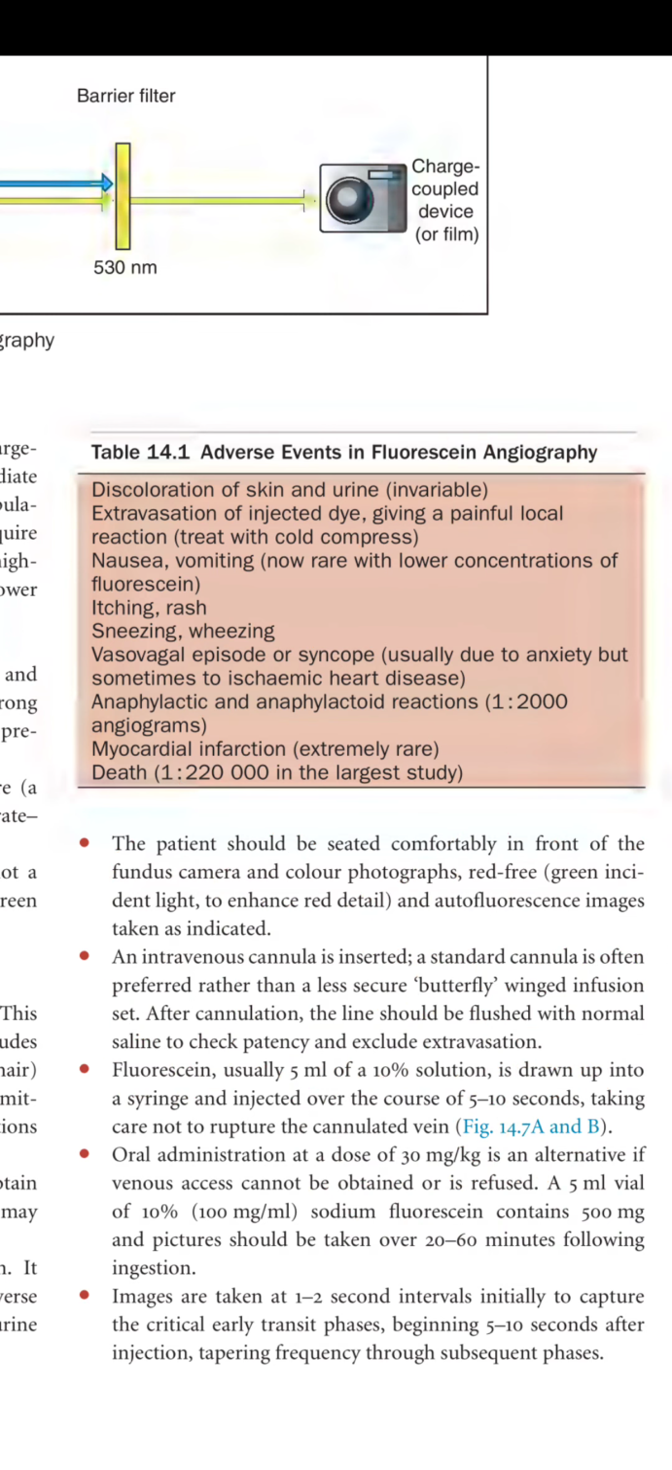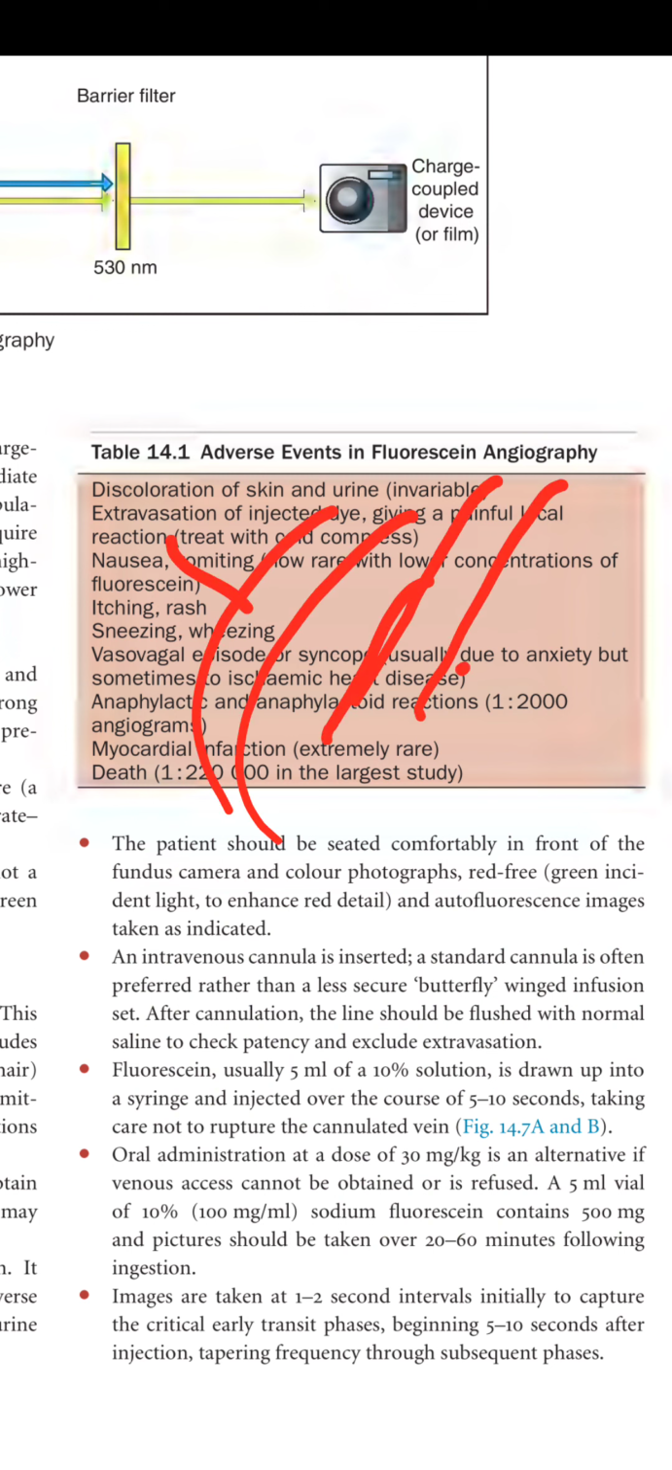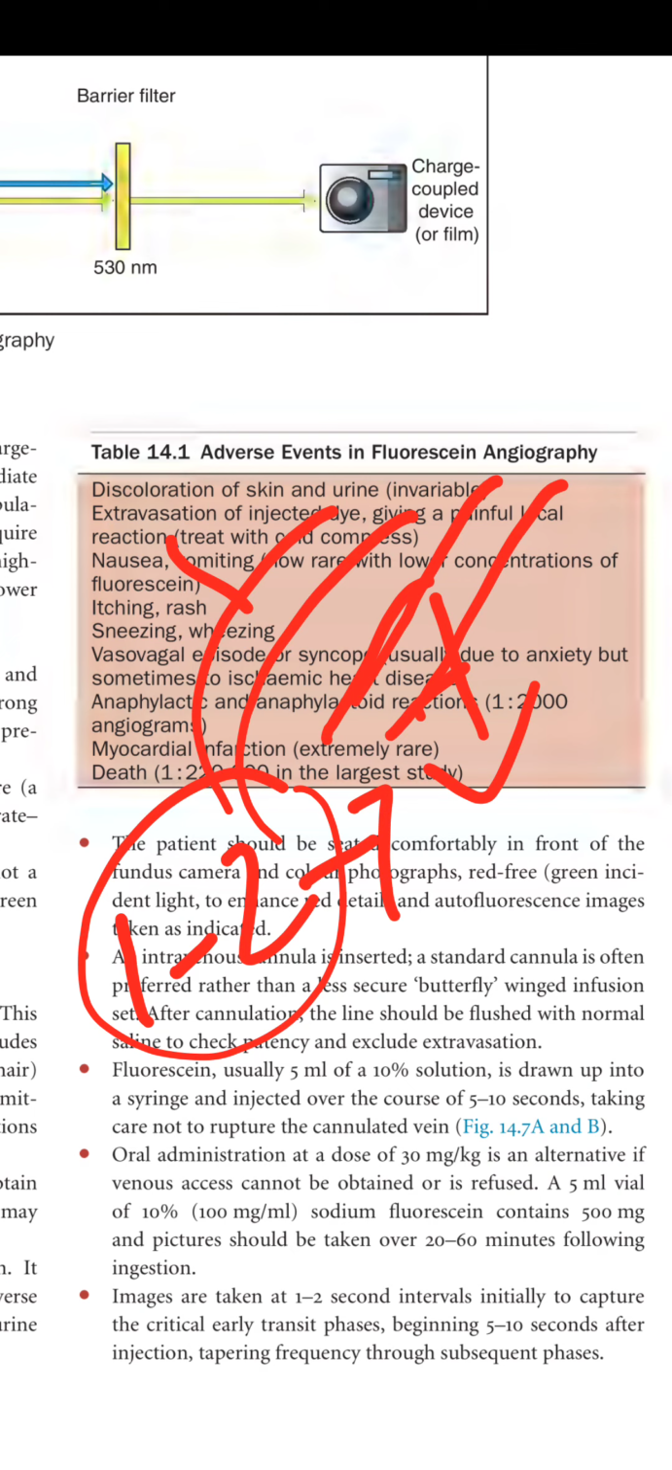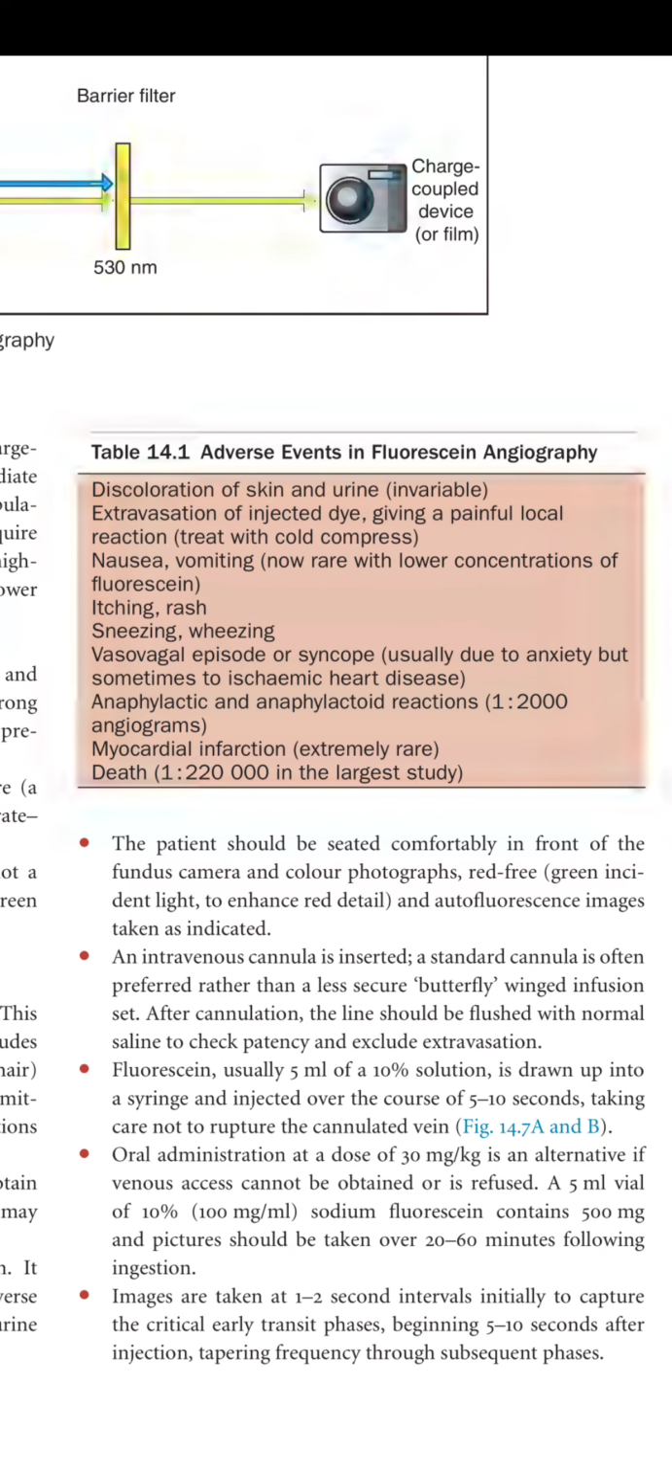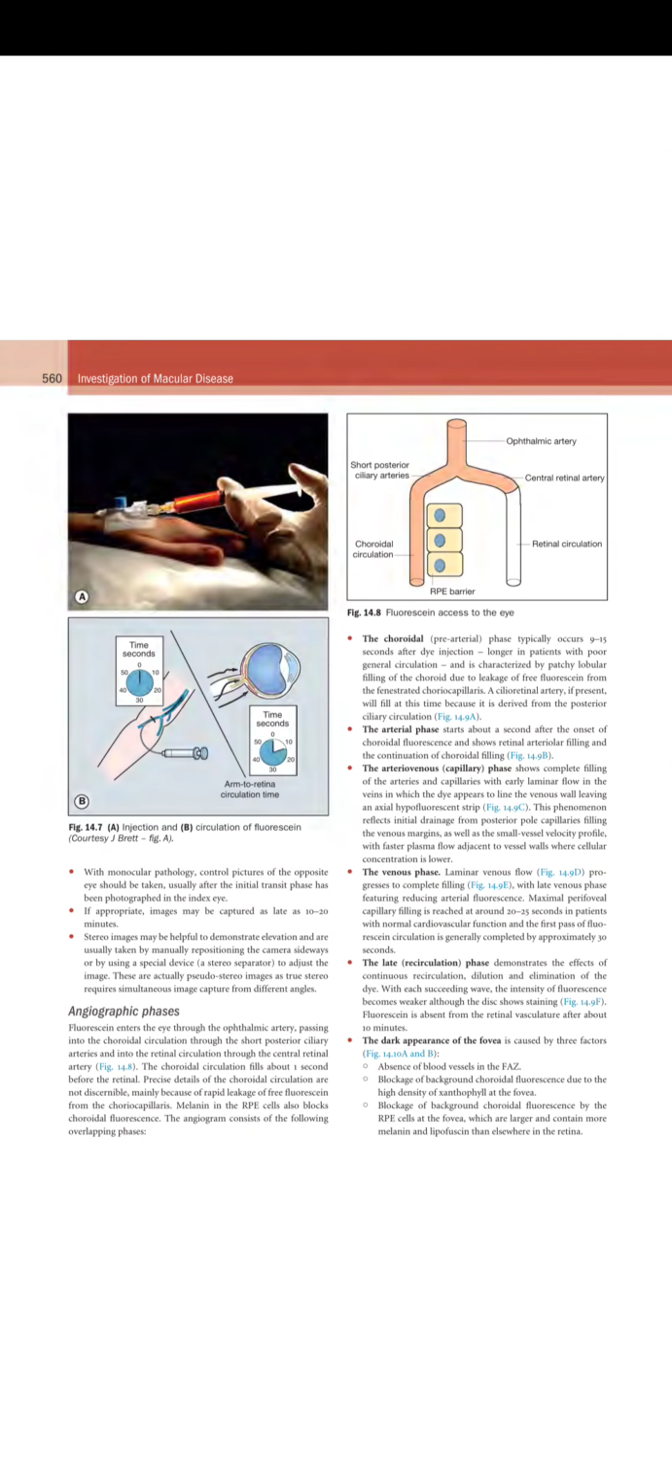Images are taken at 1 to 2 second intervals initially to capture the critical early transit phase. Because the early transit phase is very fast, with choroidal vessels filling very fast, then arterial vessels filling very fast, you must capture it very early, with a short interval of 1 to 2 seconds between the images. Then, beginning 5 to 6 seconds after injection, the frequency tapers through the subsequent phases.